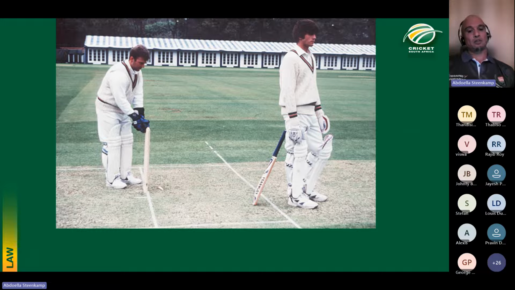Is this out or not out? I want you to put your answer in the chat box. So the keeper is taking off the bails. Batter, bat grounded behind the popping crease, but the batter is not holding the bat. Would you say out or not out?